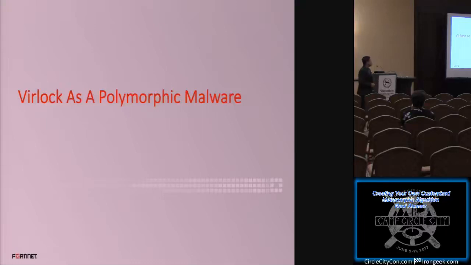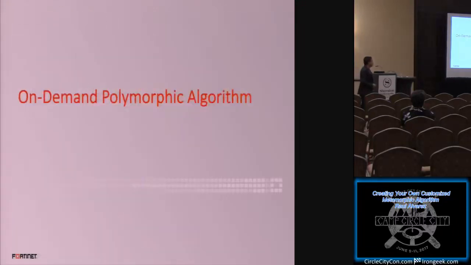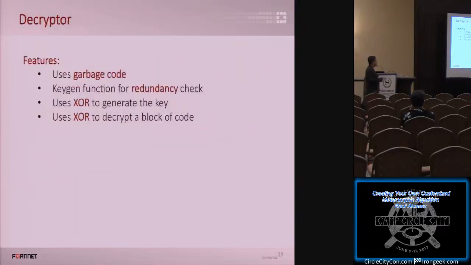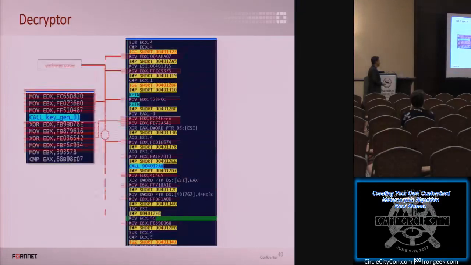That is for the file infector. For polymorphic malware, as with BLAC, it usually uses a decryptor with an old key. It uses some garbage code, redundancy. It uses XOR to generate the key. These are the garbage code.